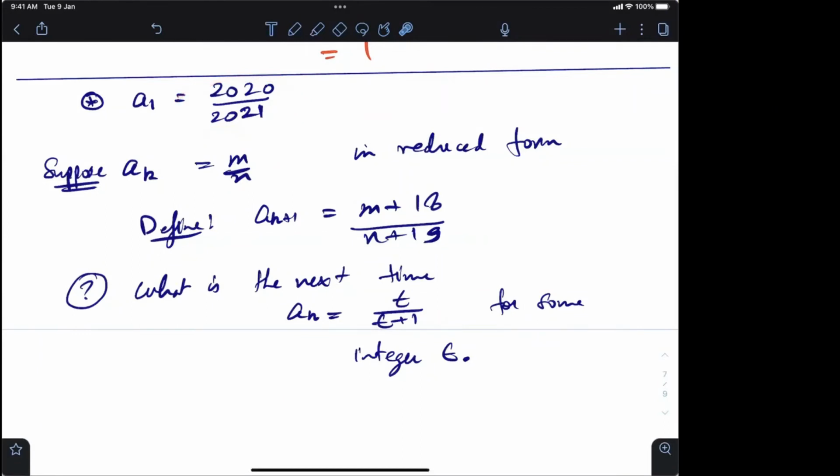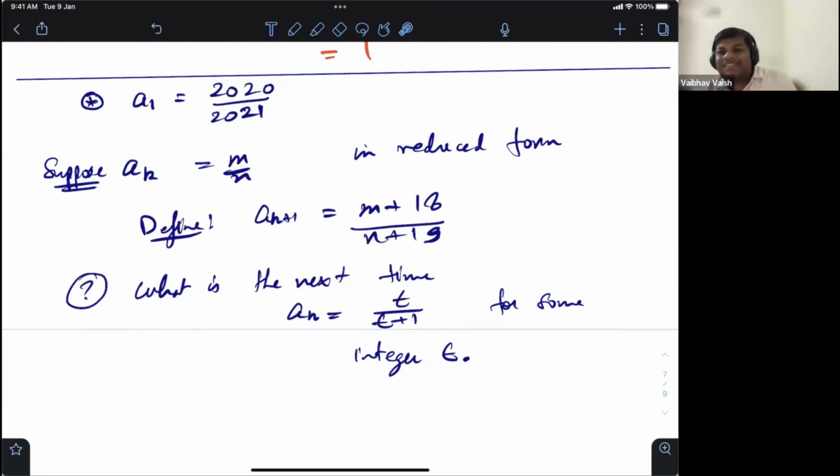I just want to interrupt, sir. Dear students, do you have questions? Why has the sir defined that A(n plus 1) is equal to (n plus 18) by (n plus 19)? If you have questions, freely ask. Okay, sir, continue.